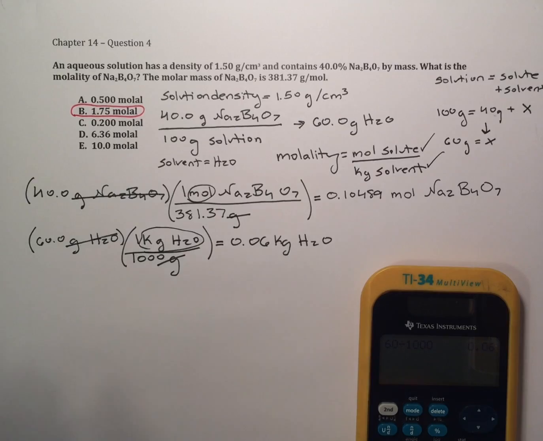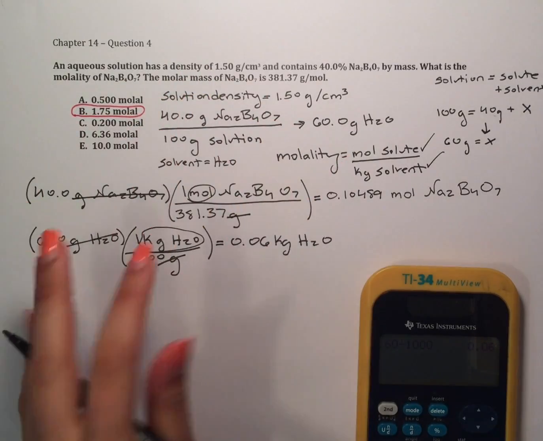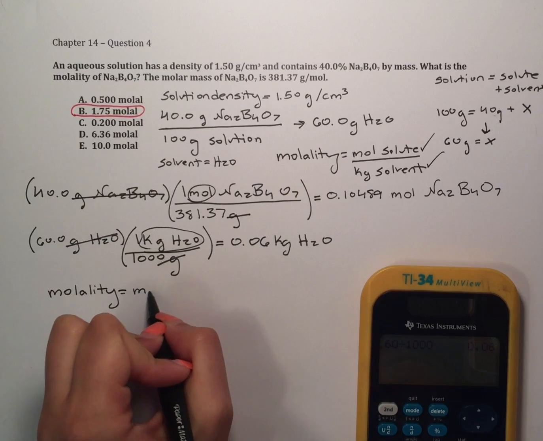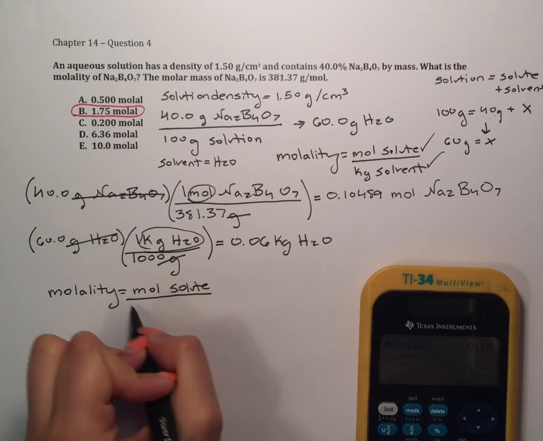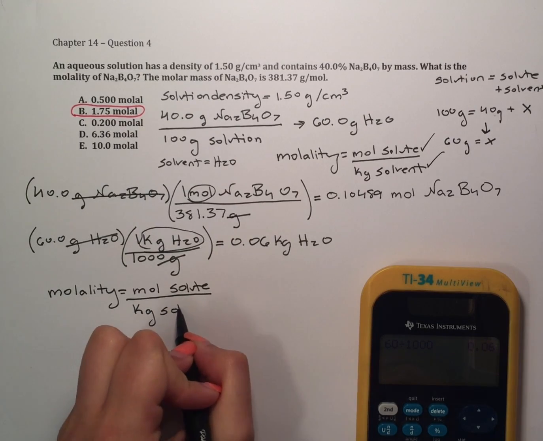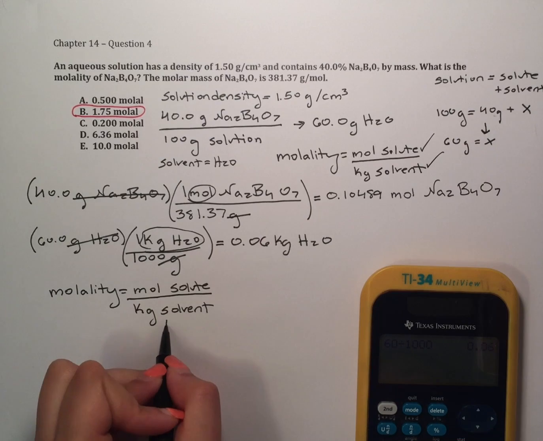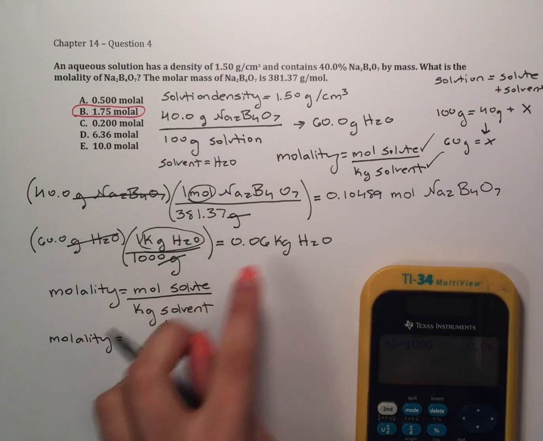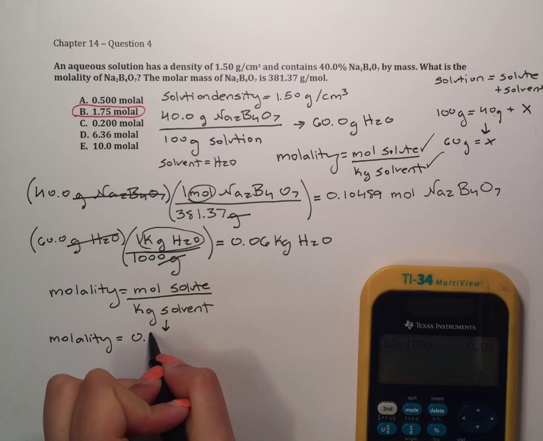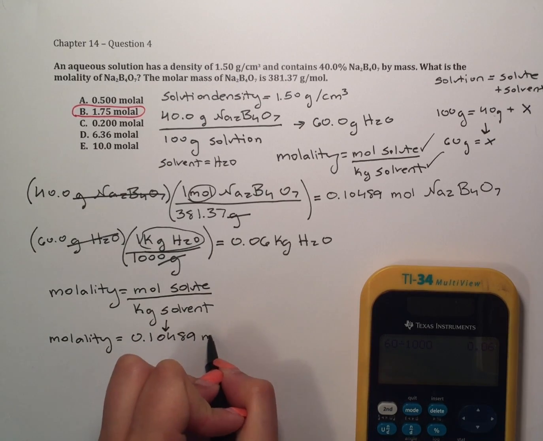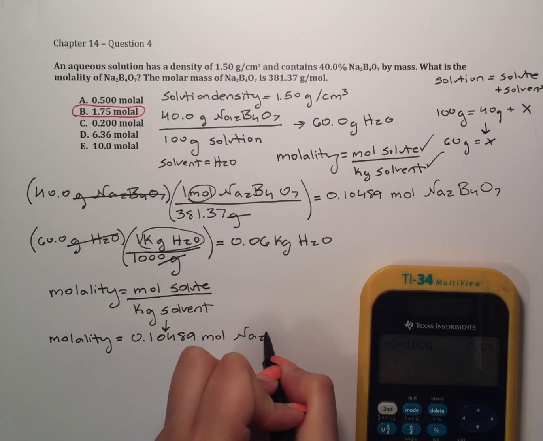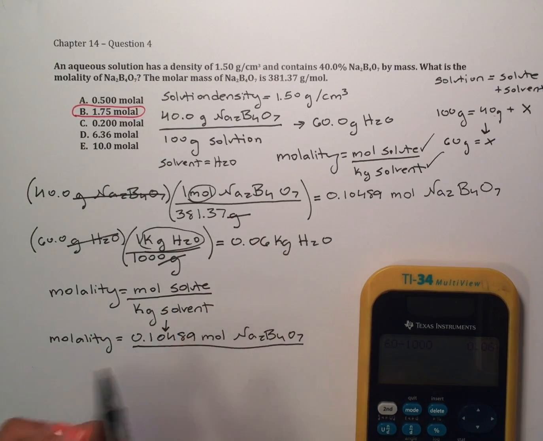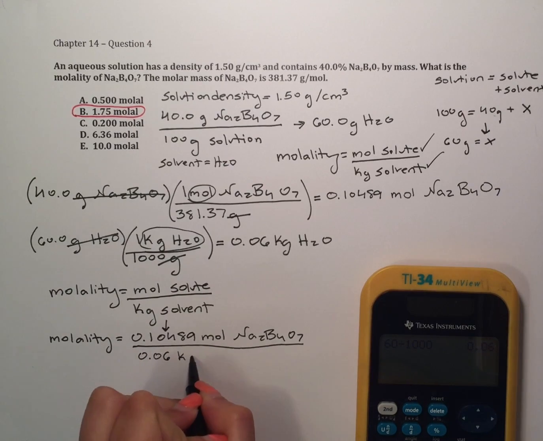So we have everything we need to solve for molality. I'm just going to rewrite it at the bottom so that we don't lose track of all this information. So molality equals the moles of solute over kilograms of solvent. Molality equals moles of solute, which we found to be 0.10489 moles of Na2B4O7, over kilograms of solvent, which we found to be 0.06 kilograms of water.